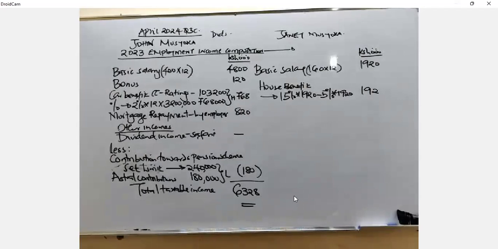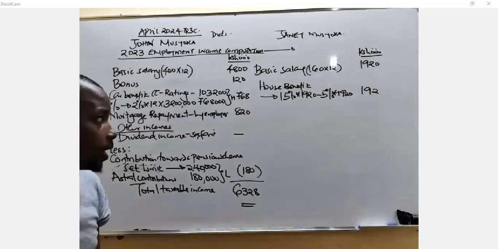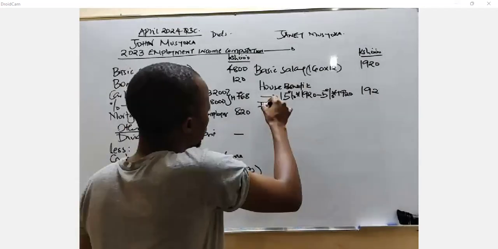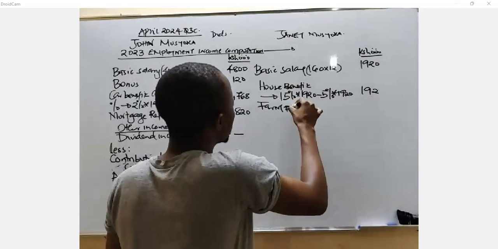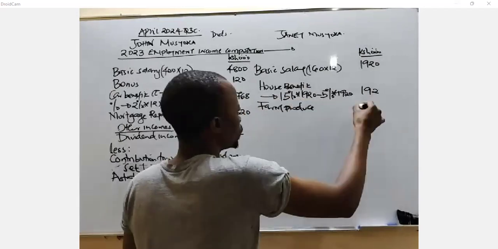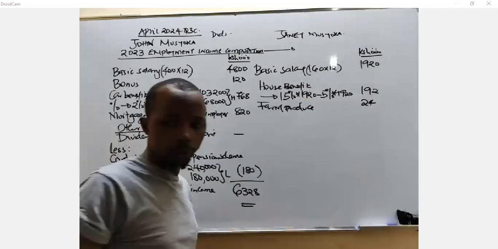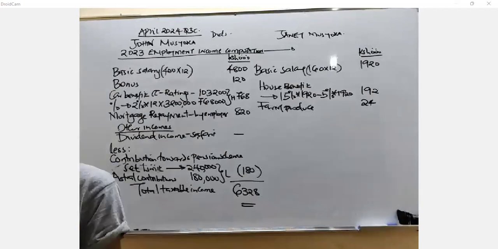Okay, yes, I can see you are able to. I was just confirming whether you can see everything. You have been told she normally receives farm produce during the year. That is a benefit. Farm produce of 24 is what she is receiving there.